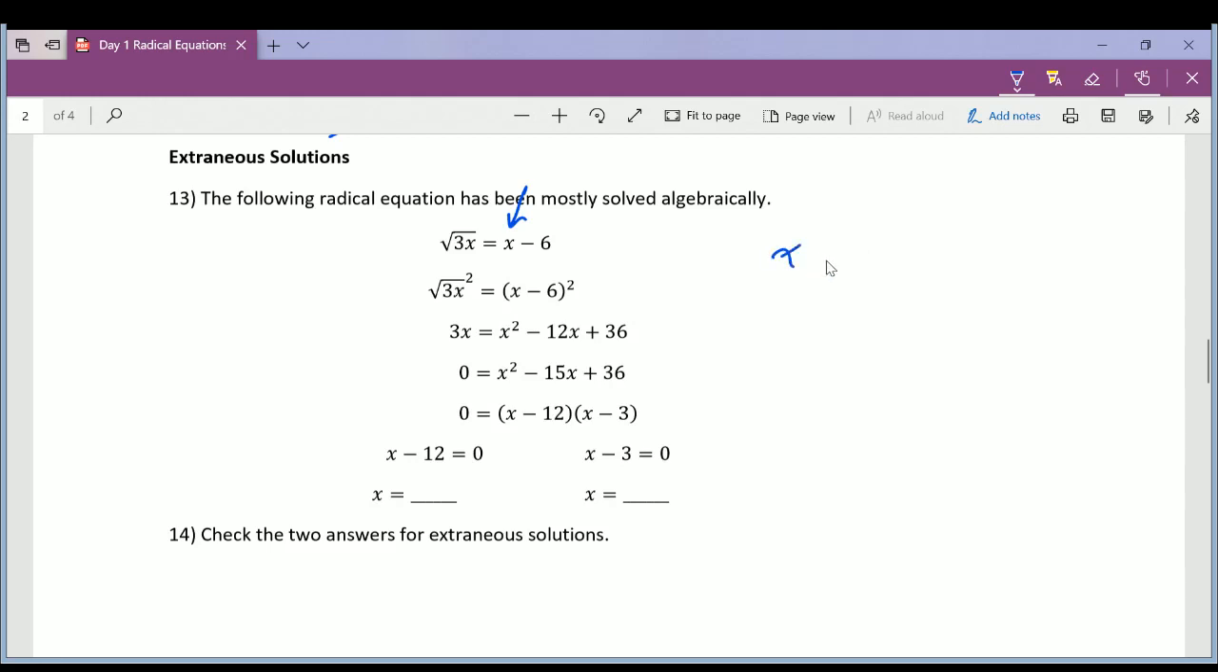Now, squaring a binomial, you're going to want to use the box if it comes up. So that's x squared minus 6x minus 6x and a positive 36. So that's where this came from. Why am I checking it?